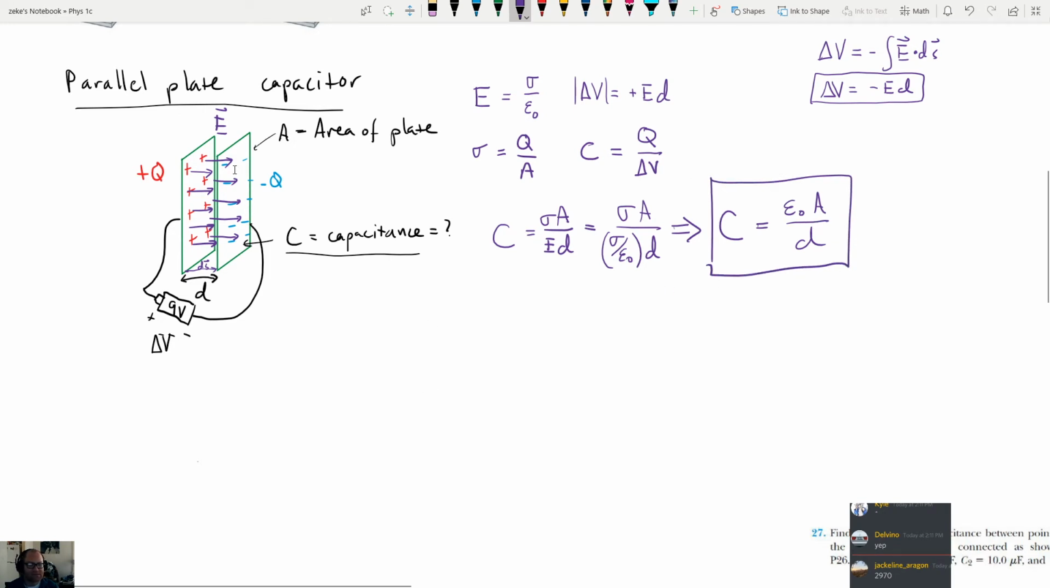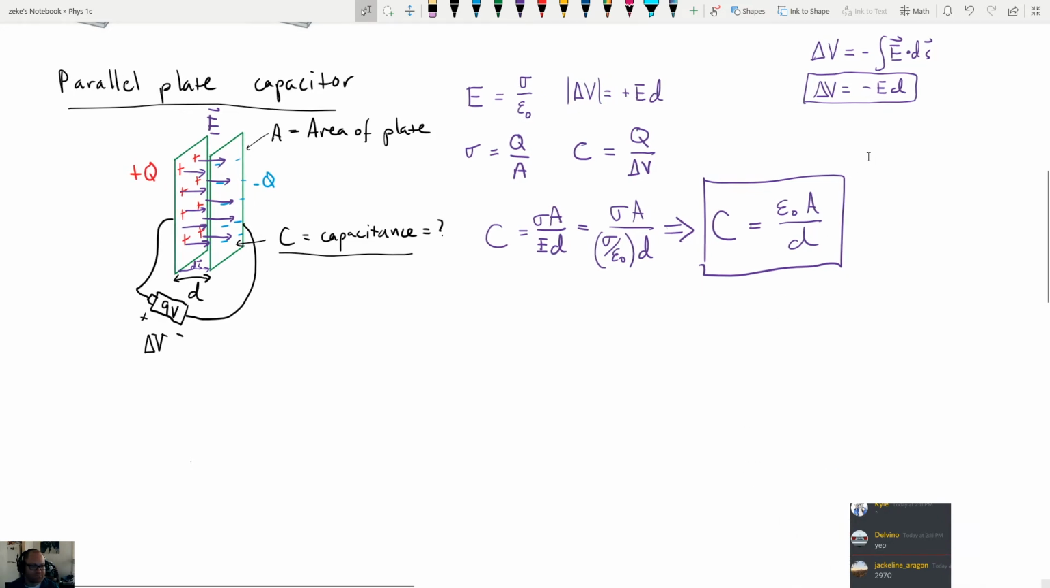You can see that this ends up only depending on the geometry of the plates themselves. Epsilon naught is a constant. It's the permittivity of free space. Area of the plates, distance between the plates. So it's just the geometry of the plates themselves that determine how much charge it can hold. Capacitance is how much charge you can hold per unit voltage, and it turns out it's dependent on these quantities.